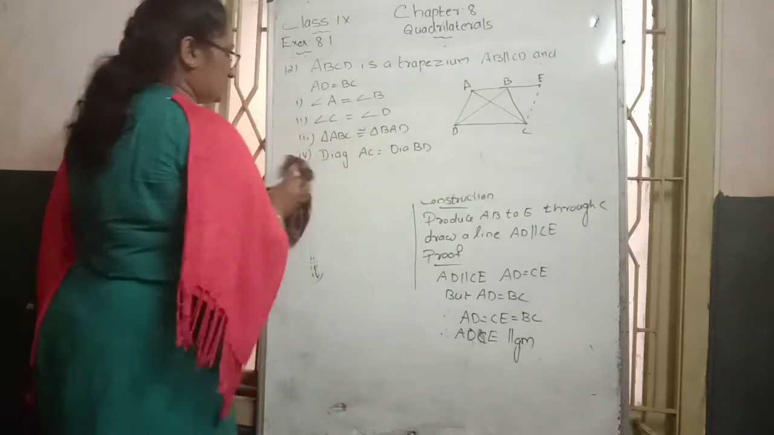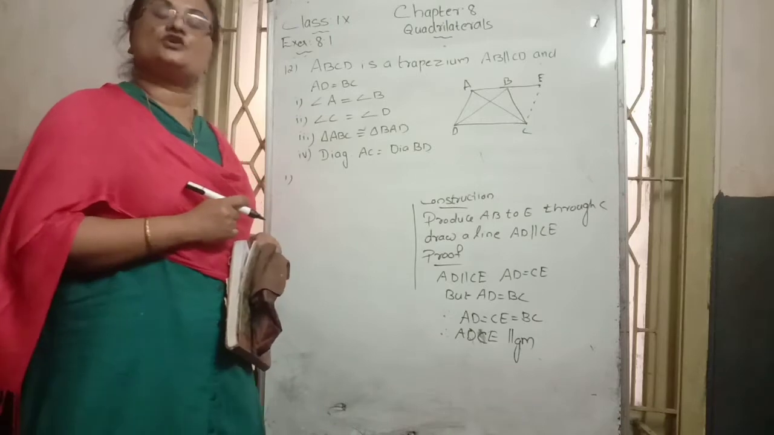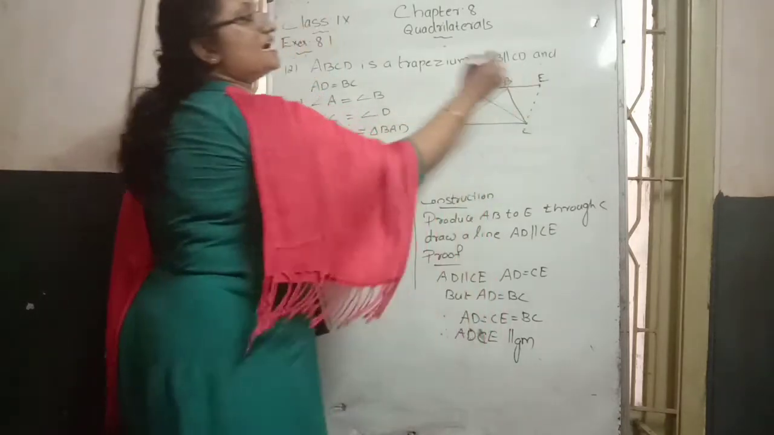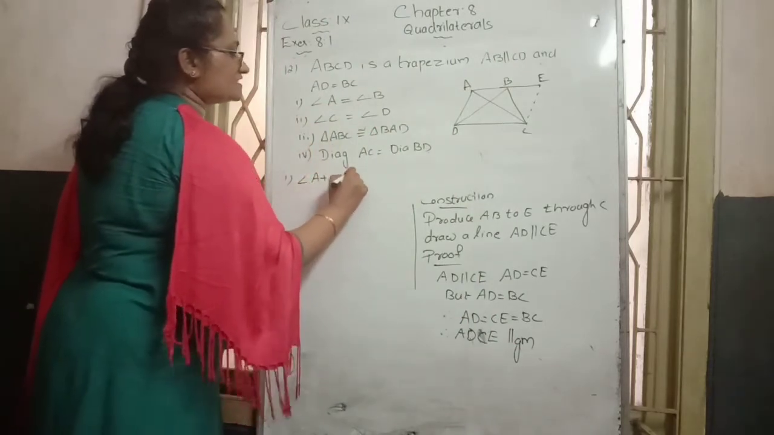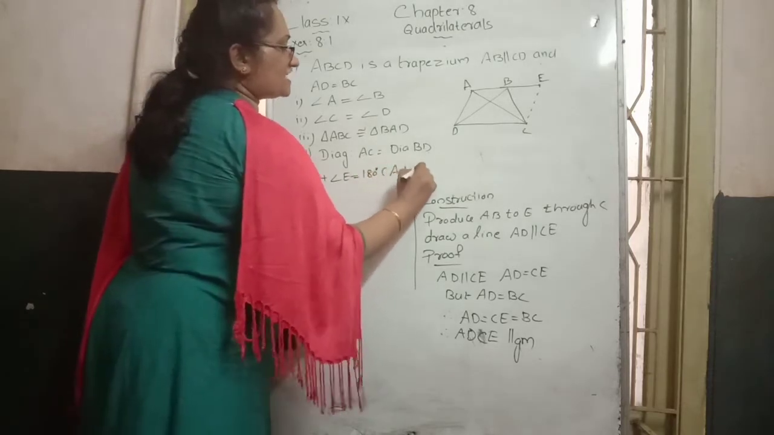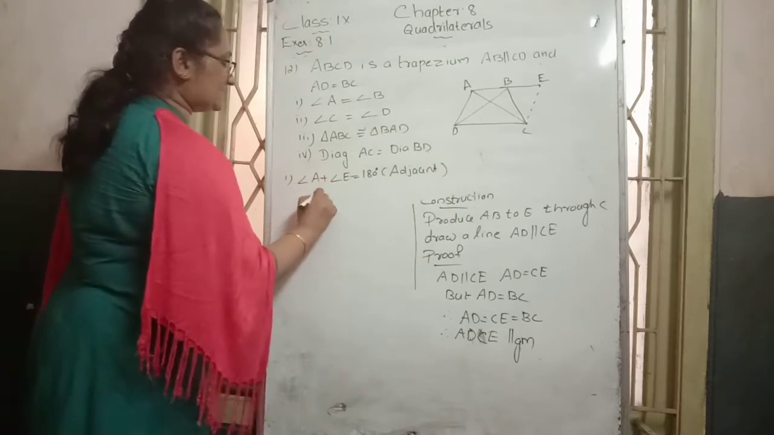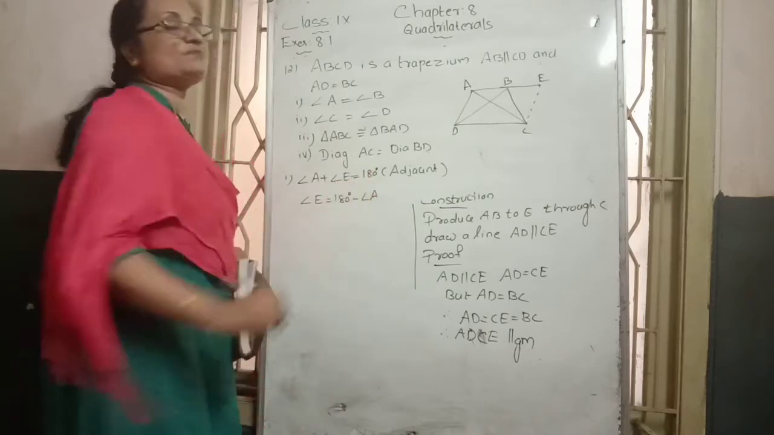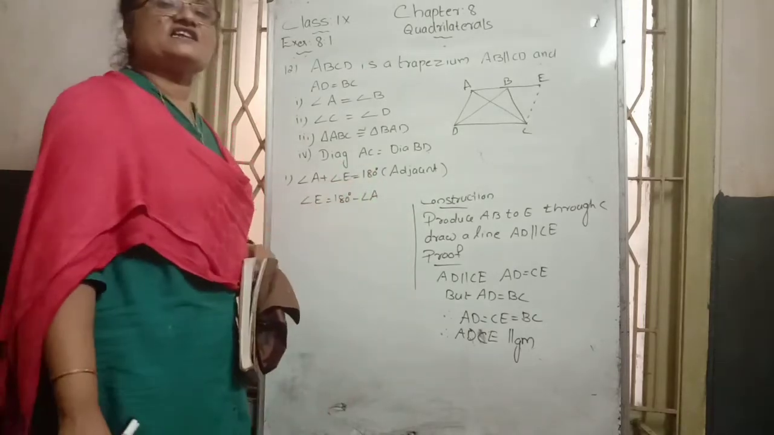First case, what do we want to prove? First we want to prove angle A and angle B are equal. How to prove? Here angle A and angle E are adjacent angles. There we apply angle A plus angle E is equal to 180. What is the reason? They are adjacent angles. Then angle E is equal to 180 minus angle A.